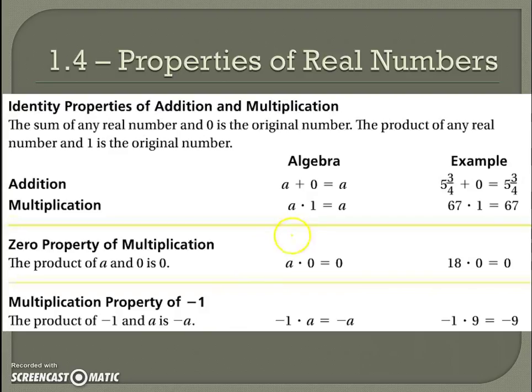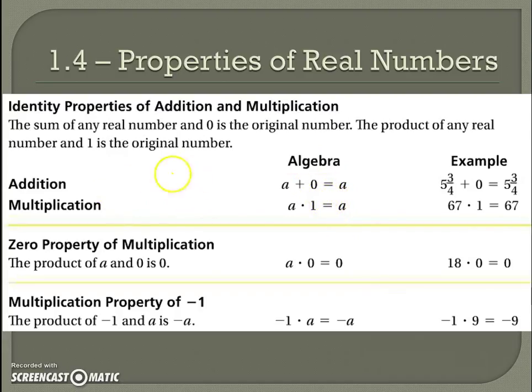Here are a couple more properties. So pause and write these down. The identity properties of addition and multiplication, you probably think to yourself, these are silly to even call these properties. Well, they're not. They're actually really important, and we'll use them. I even have a couple examples today that will show you where they're useful.